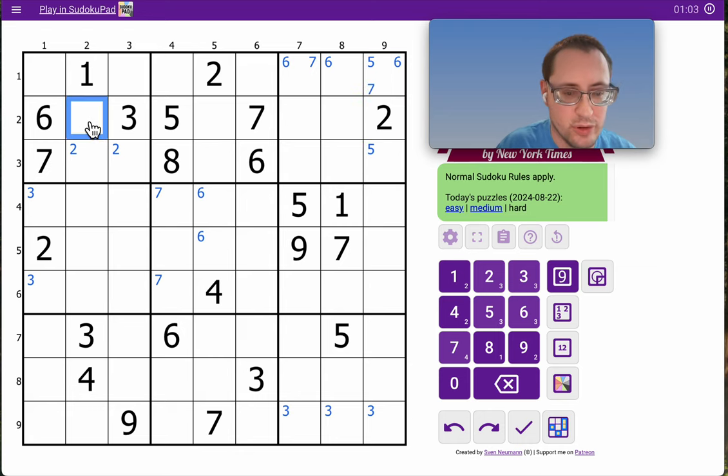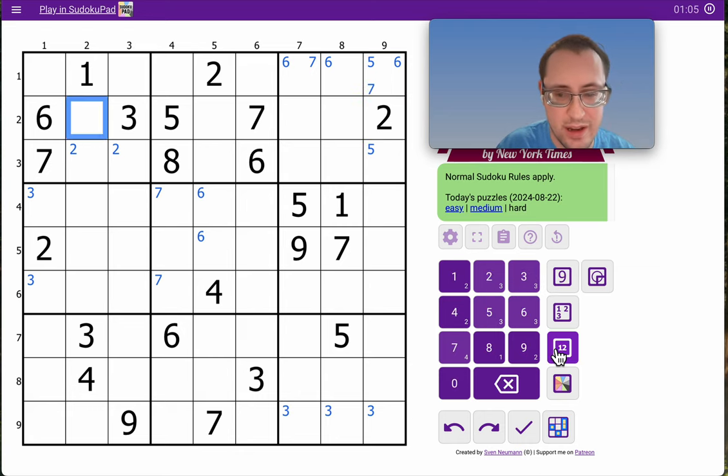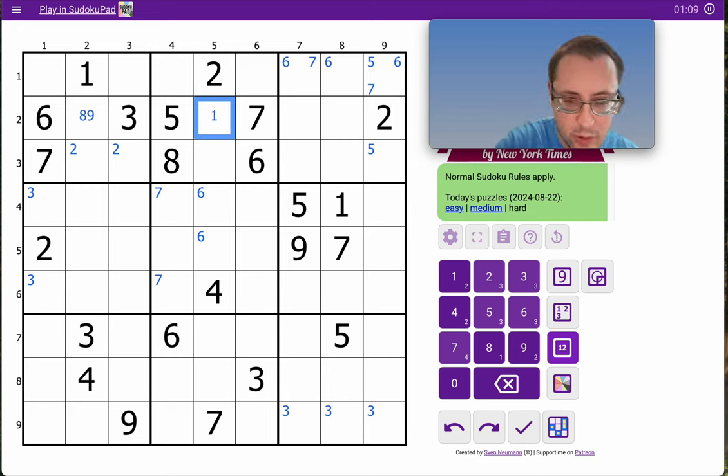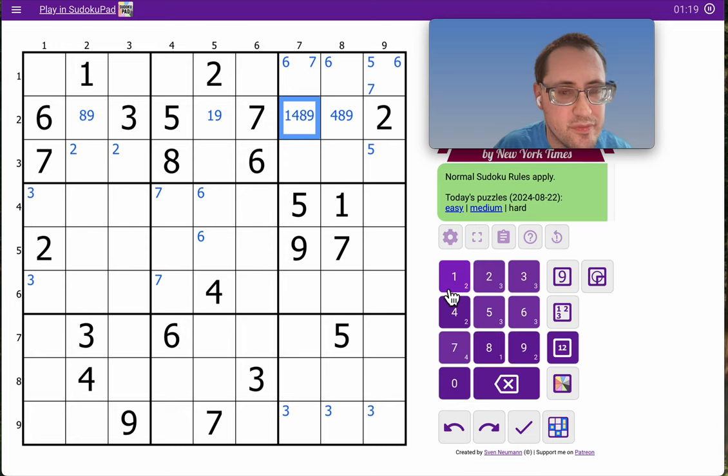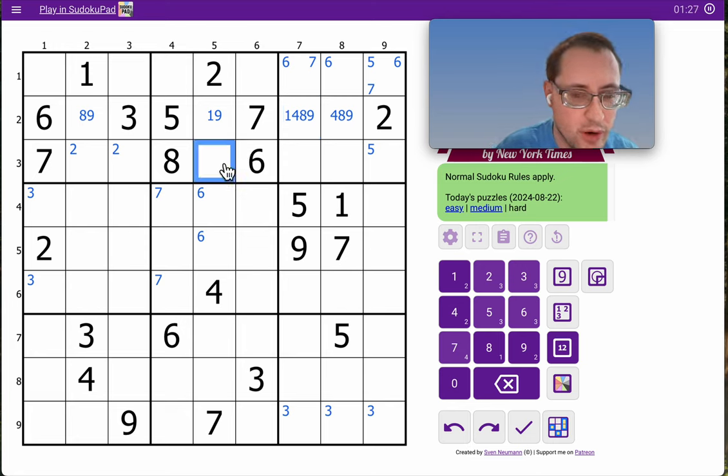In row 2. So this has to be from 1, 4, 8, 9, but I can only see 2 of those. These 4 and 8. Two, 5, 6, 7, 8. Okay, I need 1, 3, 4, 9 for region 2.